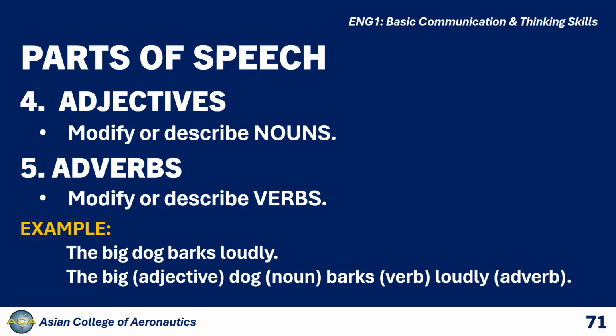Let's say, for example, the big dog barks loudly. The big is an adjective. Dog is the noun. Barks is the verb. Loudly is an adverb. So that would be our adjectives and adverbs to add more details in our sentence.